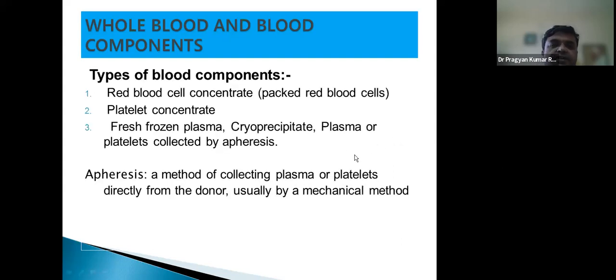Red blood cell concentrates are whole blood or blood component. We saw that red blood cell with something we call as a red blood cell concentrate. We are discussing about blood components over here. There's another thing called platelet concentrate, which contains only platelet, and if given enhances only platelet. And there are fresh frozen plasma, there are cryoprecipitate, there are plasma or platelet collected by apheresis. When we say apheresis, it's a method of collecting plasma or platelets directly from the donor, usually by a mechanical method.